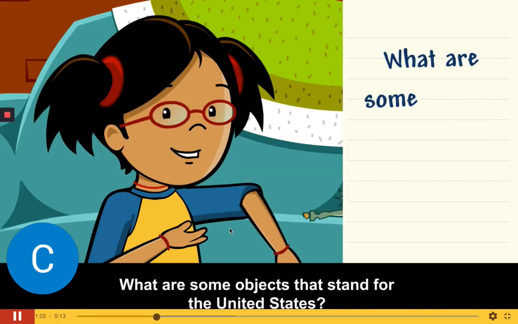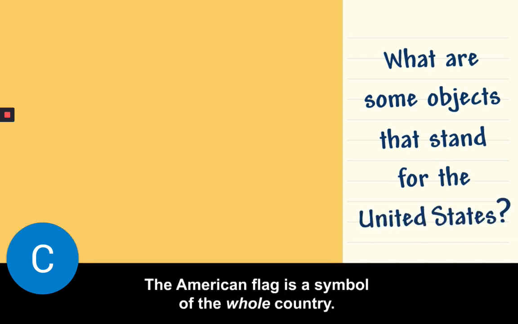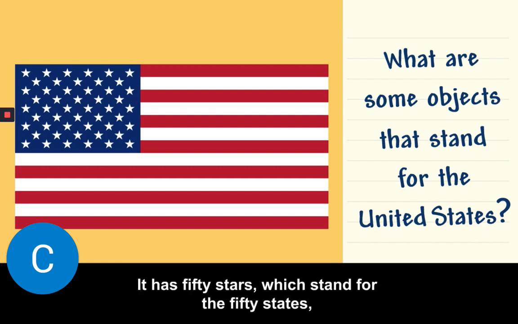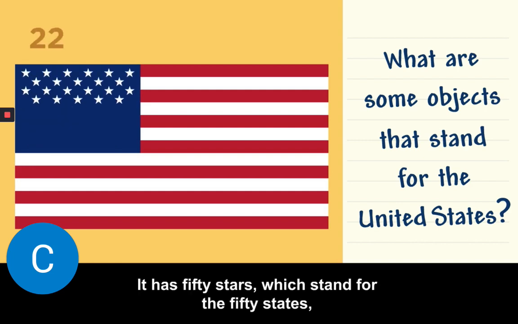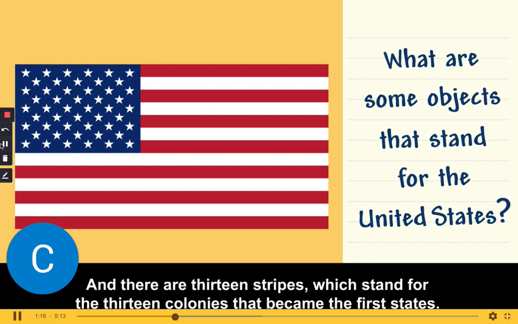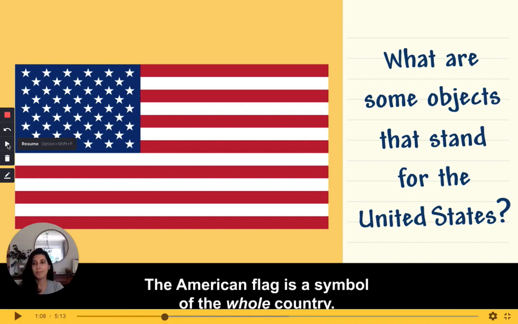What are some objects that stand for the United States? The American flag is a symbol of the whole country. It has 50 stars, which stand for the 50 states. And there are 13 stripes, which stand for the 13 colonies that became the first states.